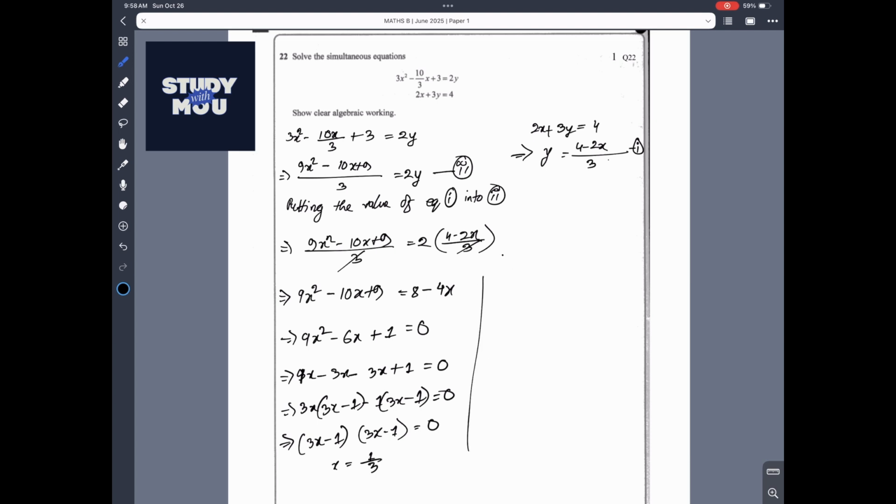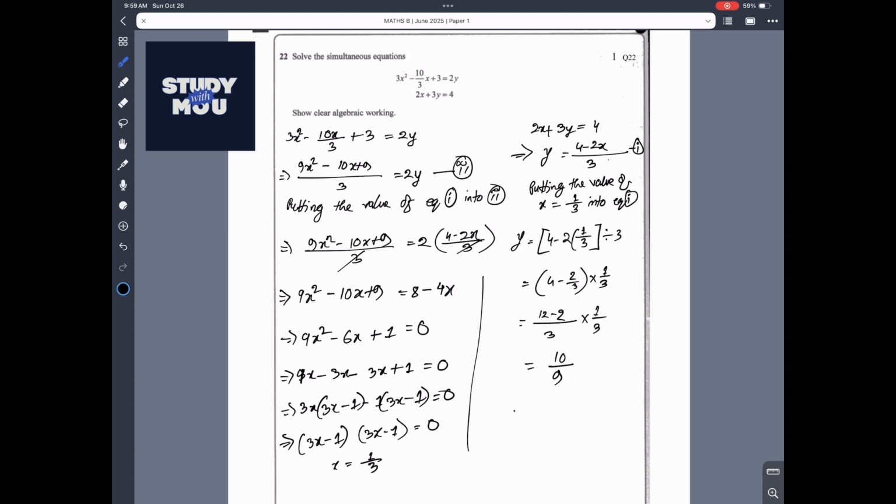Now let's find the value of y, putting the value of x = 1/3 into equation 1. y = (4 − 2 × 1/3)/3 = (12 − 2)/3 × 1/3. Let's simplify it to 10/9. Now x = 1/3 and y = 10/9.